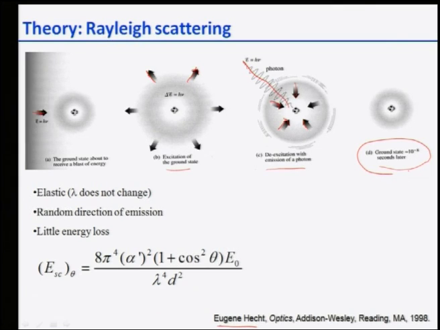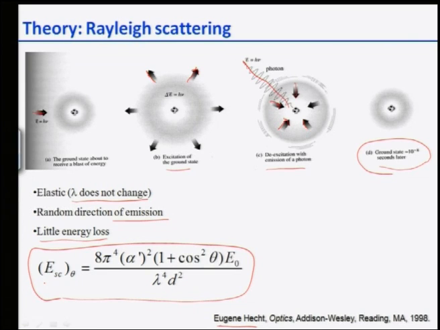So therefore in elastic scattering, basically lambda doesn't change, the wavelength or vibration doesn't change. It can have random directional emissions, doesn't lead to fluorescence, and there will be little energy loss. And this is basically the scattering energy, where these are the different parameters. Lambda is the wavelength, d is the energy, e is the energy level, ground state, and theta is the angle at which it is scattering.